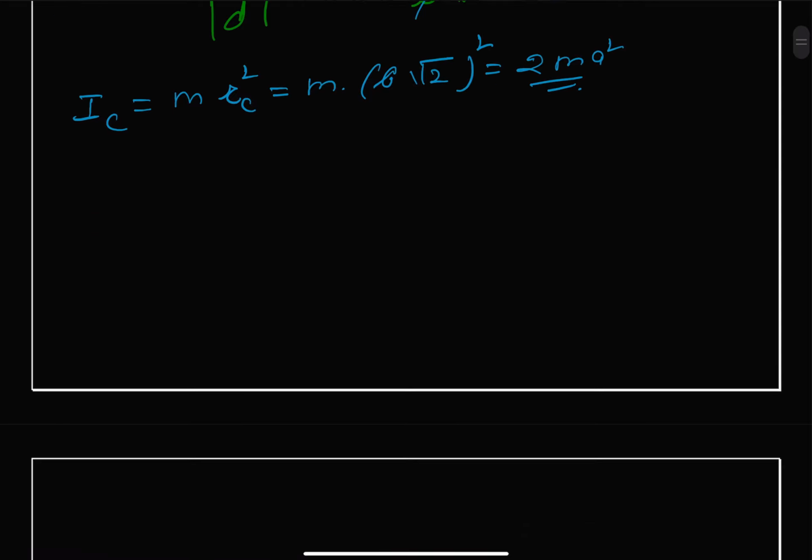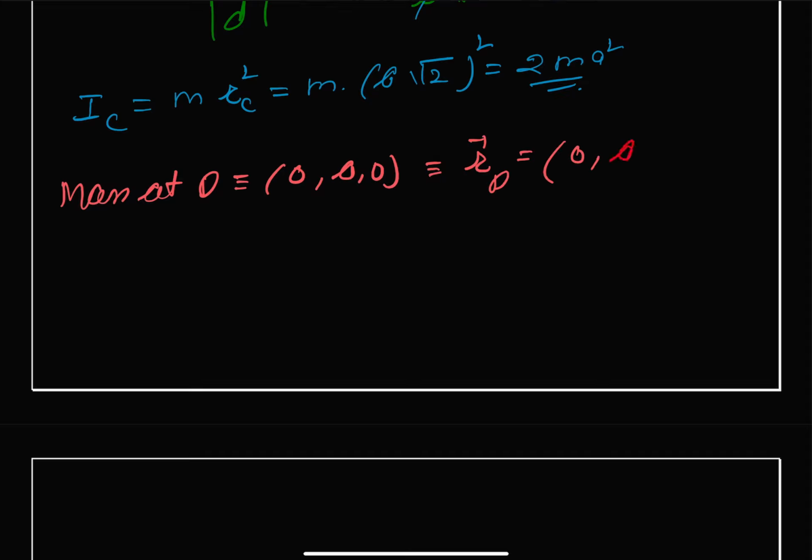And finally we have the mass at D, which is at 0 comma A comma 0. The position vector we can write as r of D will be equal to 0 comma A comma 0. Ideally we should have written it in the form of i unit vector, j unit vector and k unit vector, but that is not going to change any of the calculated part.